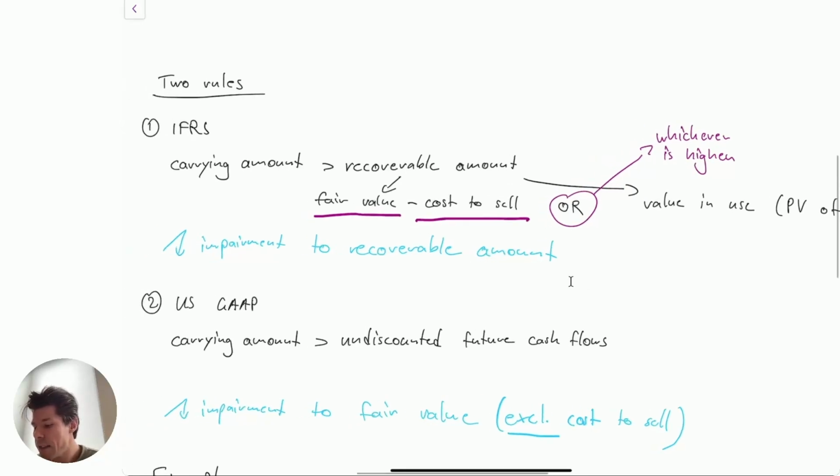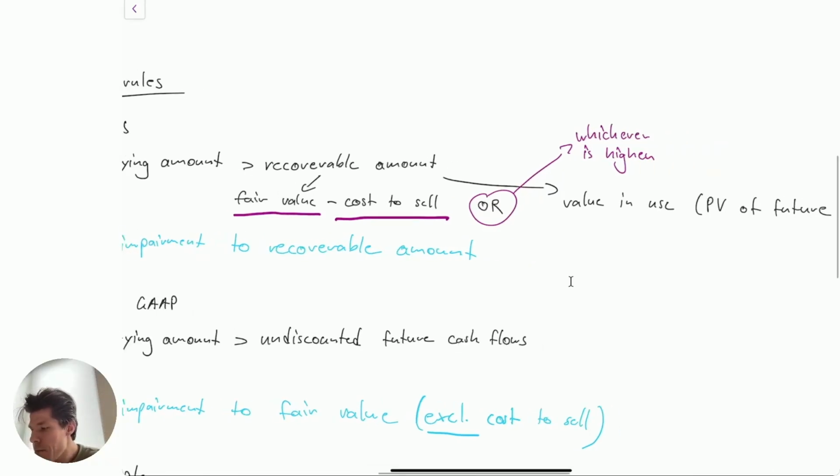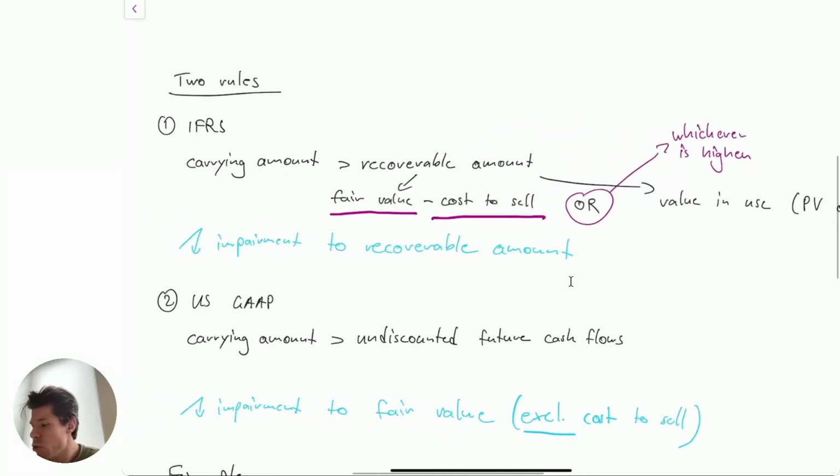So under IFRS, your recoverable amount is the real value of the machine, either by selling or based on the present value of future cash flow, and you compare this with your carrying amount. If your carrying amount is higher, the amount in your balance sheet is higher than the real value of the asset, then it is impaired. And then what you do, you write down to your recoverable amount. Yeah, I will explain you in detail based on an example.